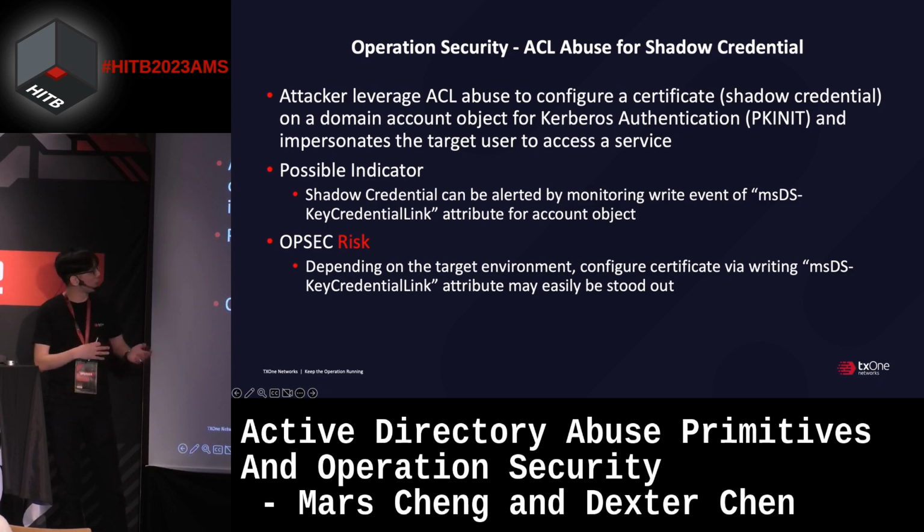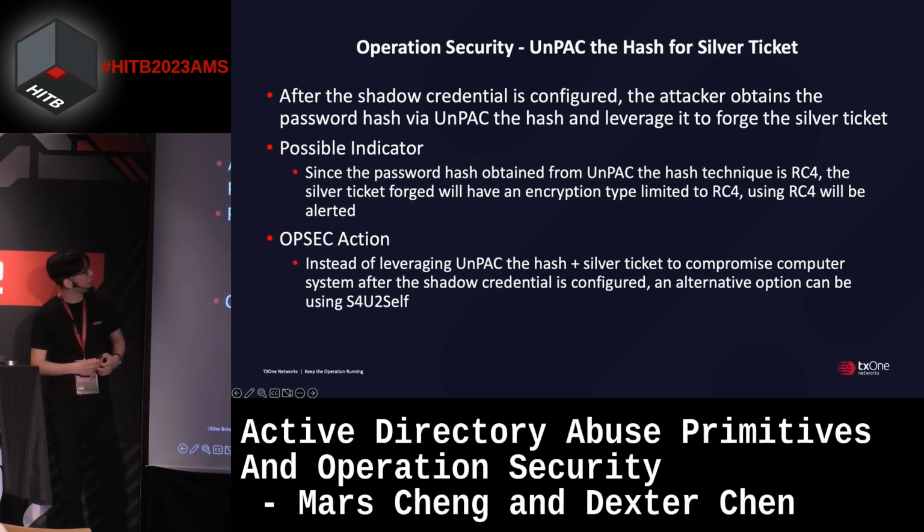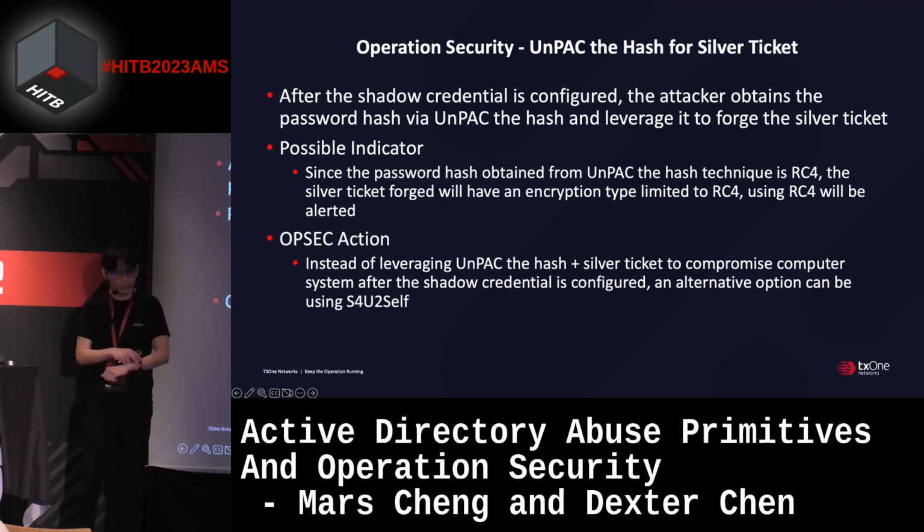So one thing to remember is that the defender might monitor the specific attribute, which is msDS-KeyCredentialLink. This is the attribute used to configure the certificate for shadow credential abuse. And it could easily stand out in an environment if the target environment doesn't use this sort of certificate usage. For the next abuse primitive, we have UnPAC the hash for server ticket.